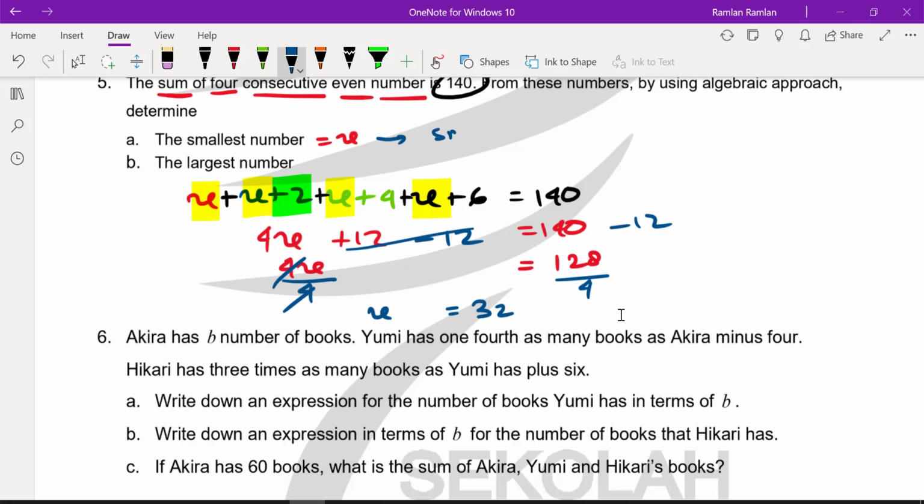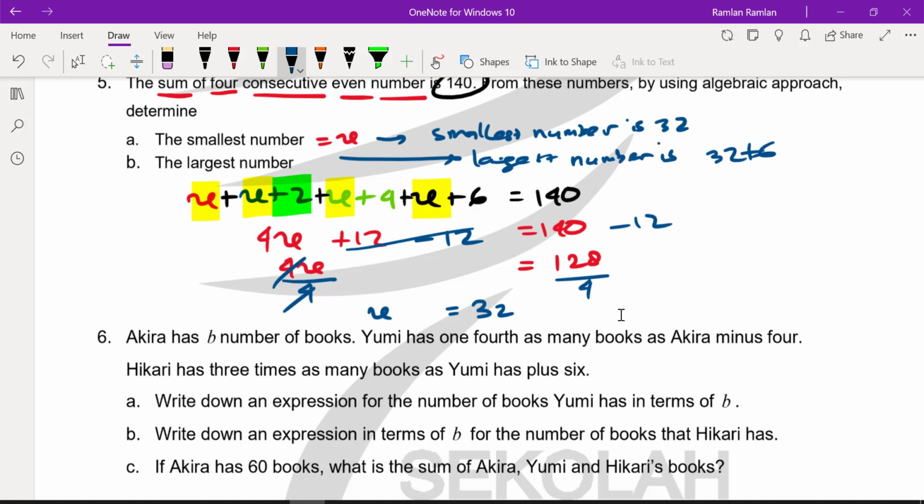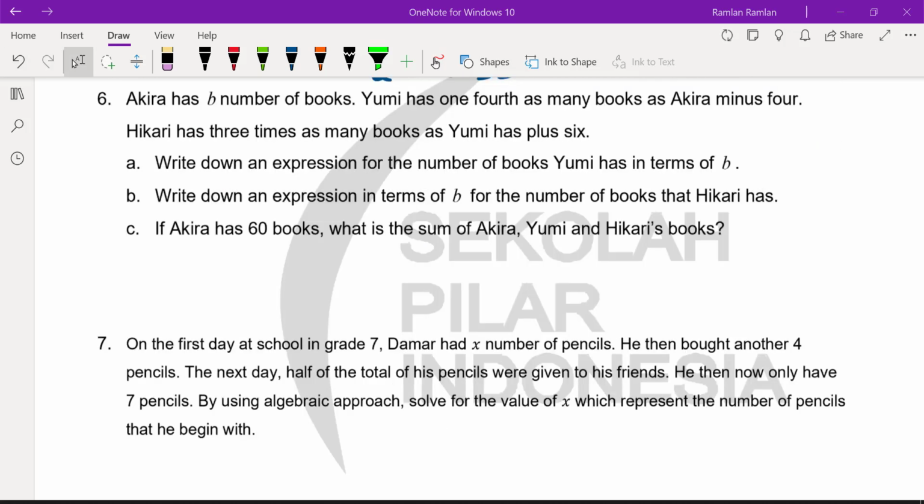So write down now, smallest number is 32. Now, how to find the largest number? Because we know that the largest number is this one, x plus 6. So the largest number is just 32 plus 6, which is equal to 38. Okay, move on to number 6.